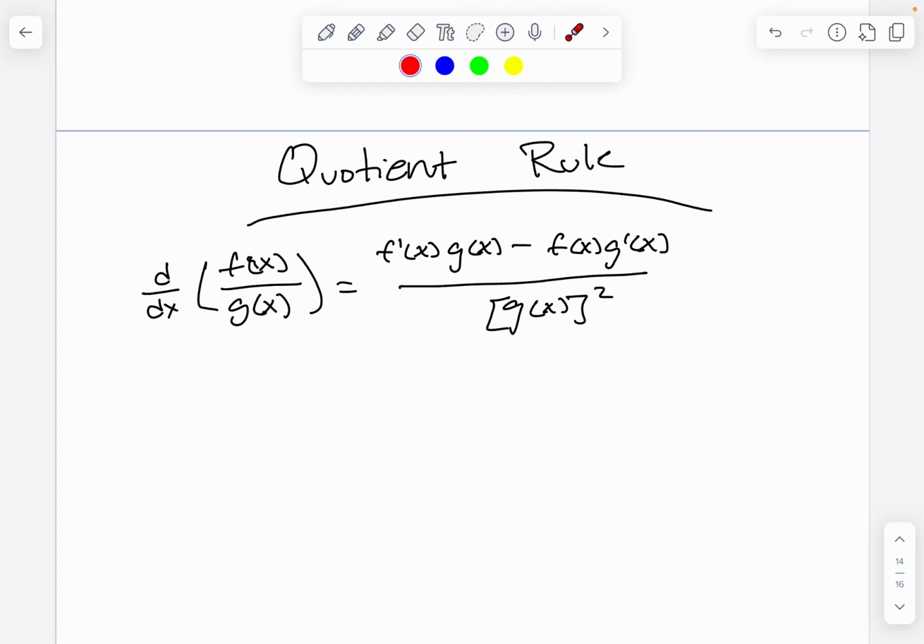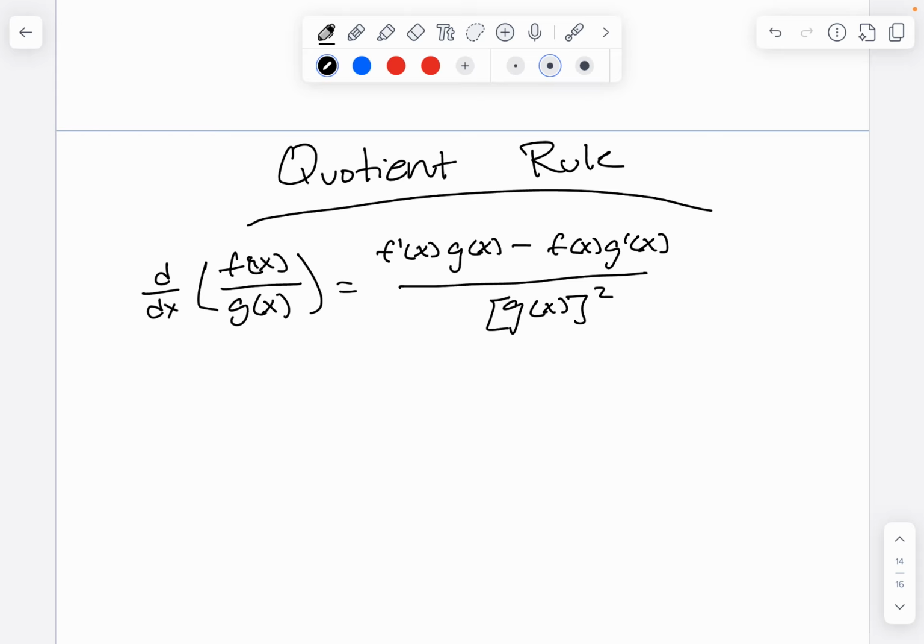So if we look at this closely, this part right here is very similar to the product rule, with this one minus sign. However, the only difference is we divide by g of x squared. So let's look at an example.